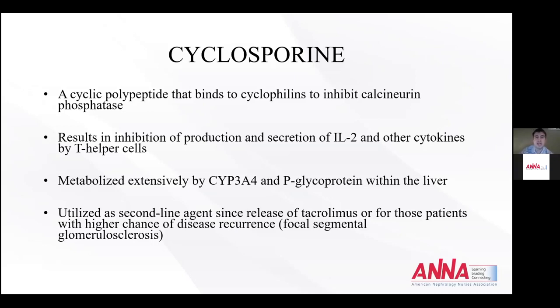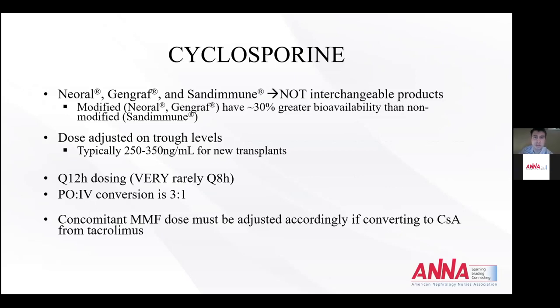It is used as a second line agent, really. It was around first as an older drug, but it's not used as much in our population unless there's a high risk for immediate disease occurrence or reoccurrence after transplant. So patients with focal segmental glomerular sclerosis, or FSGS, who have bad proteinuria or bad nephrotic syndrome, you may see us put them on this first, because cyclosporin has been a little bit superior to tacrolimus for that specific condition and that chance of reoccurrence immediately post-transplant.